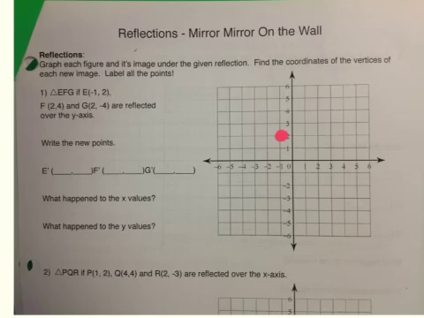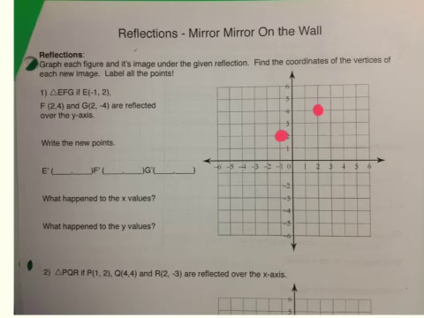Okay, for letter F, it says graph 2, 4. To do +2, +4, you should go to the right 2 spaces and then up 4 spaces. So if I do that, I should end up right here.